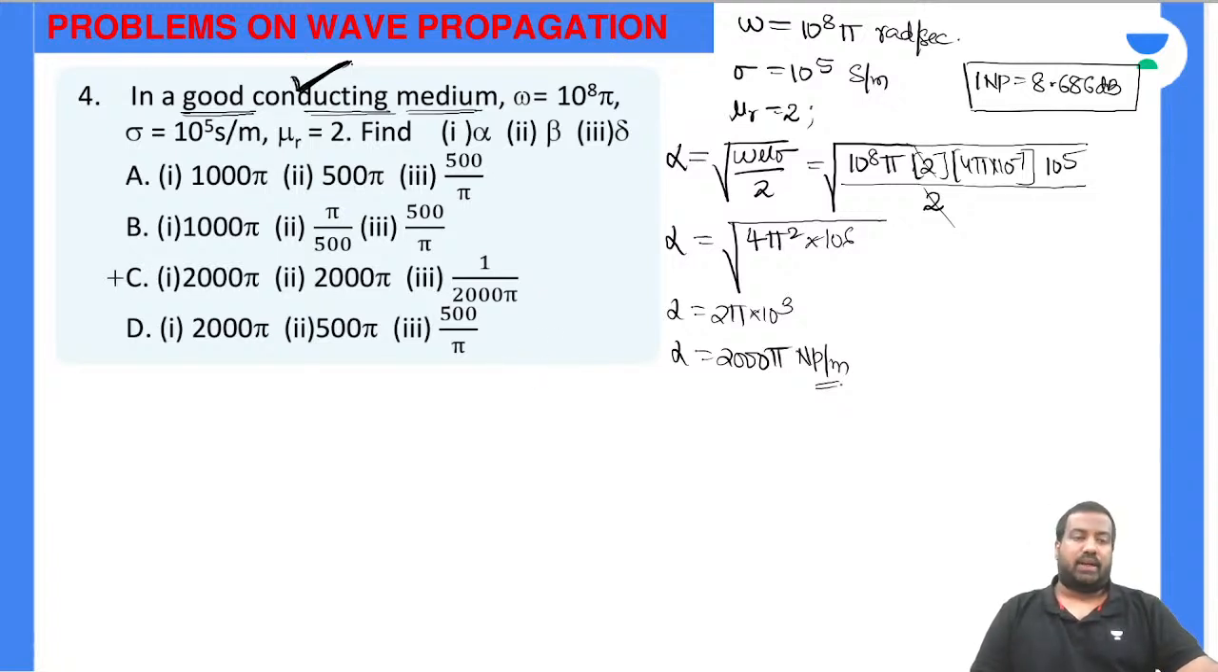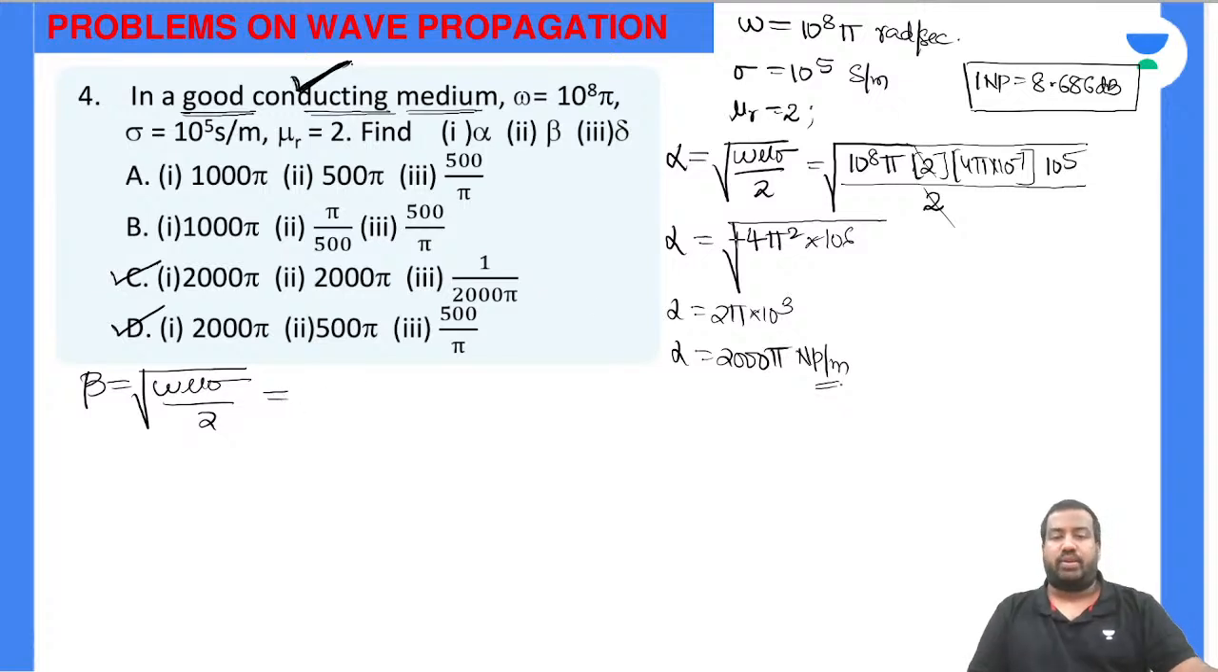2000 pi nepers per meter, either C or D. Beta, for a good conductor, is the square root of omega mu sigma by 2. The logic here is that alpha and beta are the same for a good conductor, so we need not do it again. You will get again 2000 pi nepers per meter. 2000 pi nepers is here but not in D. Therefore D is not the answer, C is the answer. That is one logic. By this you need not do this.